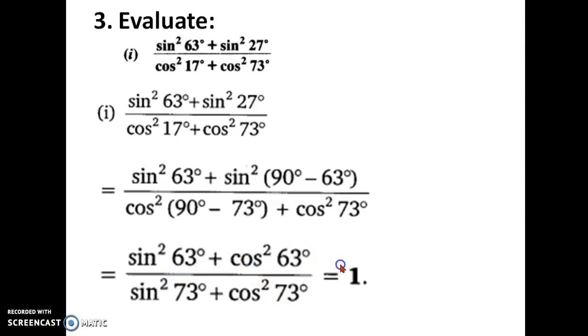If you see here, the theta value is 63 in both, and here also 73 in both. So this can be used with the identity. So we will get 1 divided by 1, so that is equal to 1. Actually you should write the identity here. I have not mentioned it here, so you write it: sine square theta plus cos square theta equal to 1. With that identity we are getting 1 as the answer here.